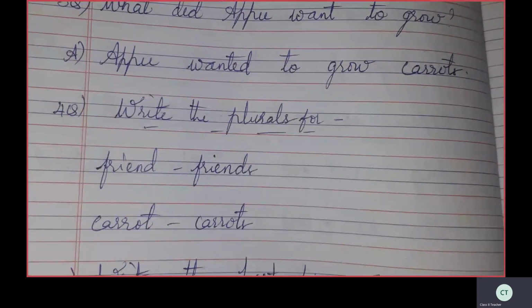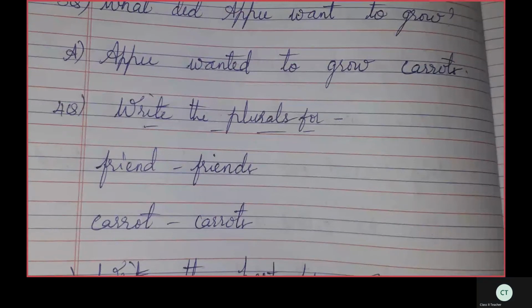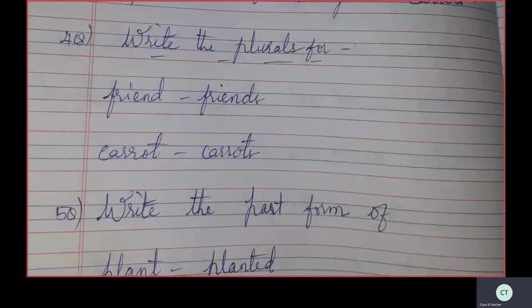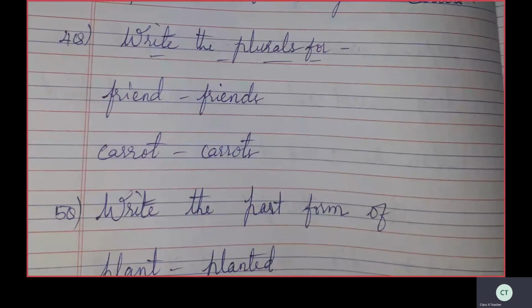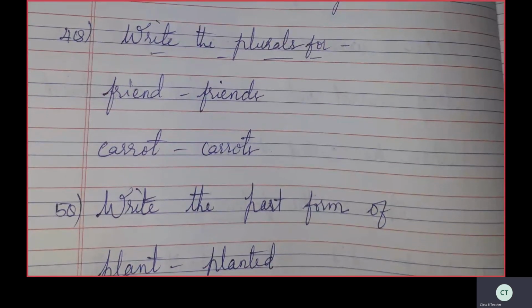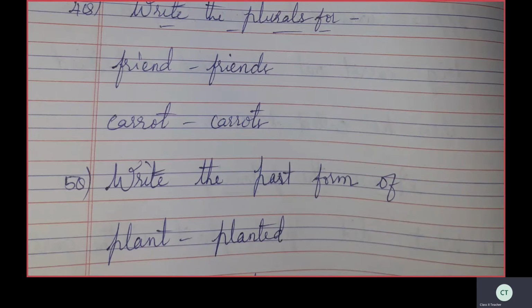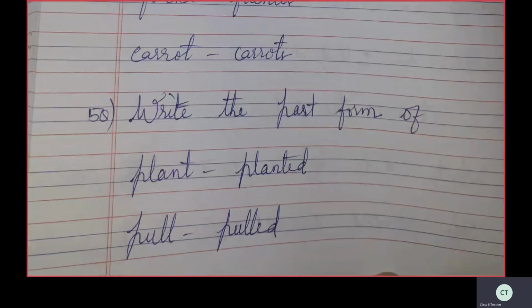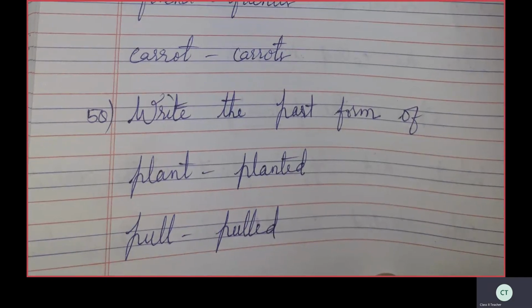Write the plurals for friend and carrot. Plural form of friend: friends. Carrot, carrots. Okay, children? Write the past form of plant: planted. Pull, pulled.